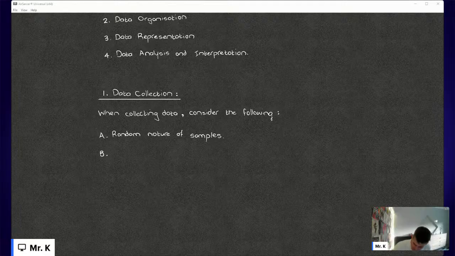So, it's very important that when we collect information, our sources, or the people or places that we collect information from, are not chosen for some specific reason. They must be random in nature, right? Number two, the sample size.